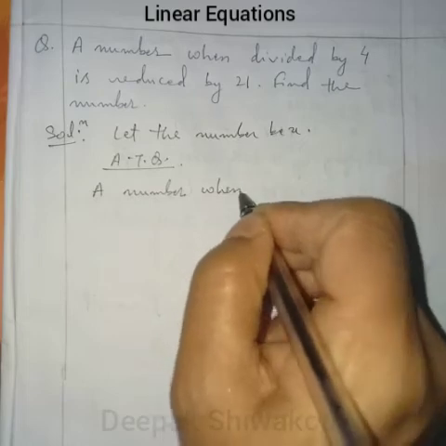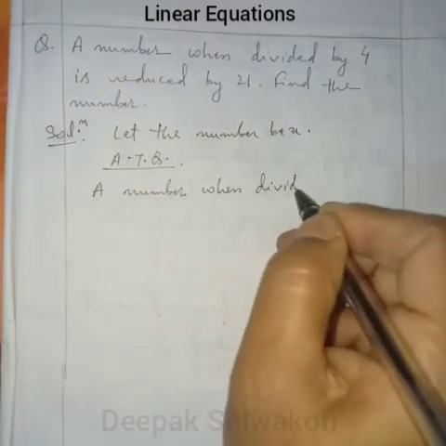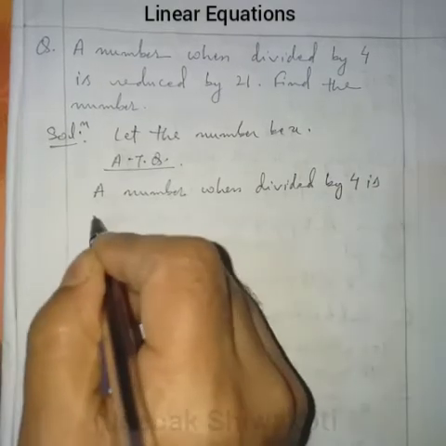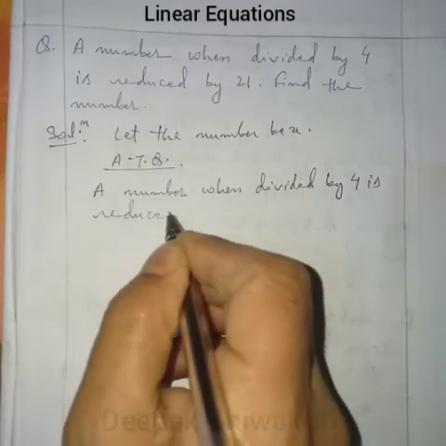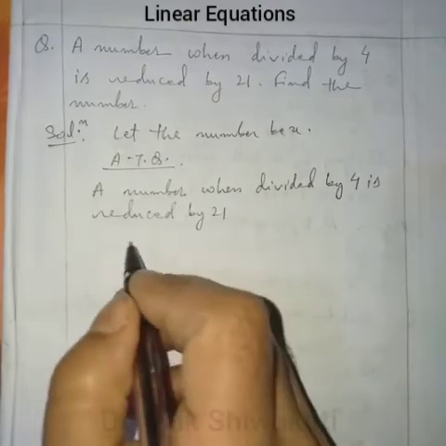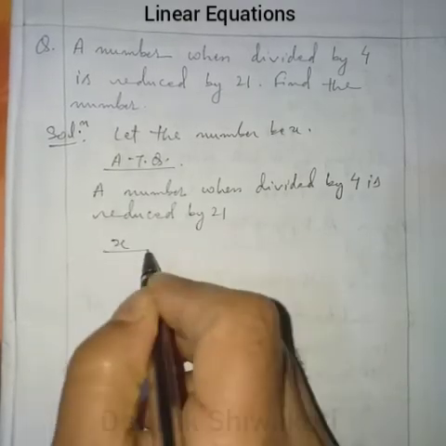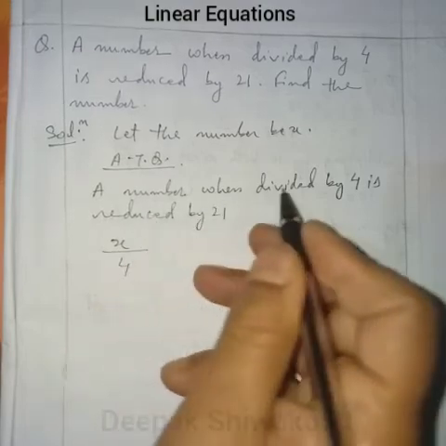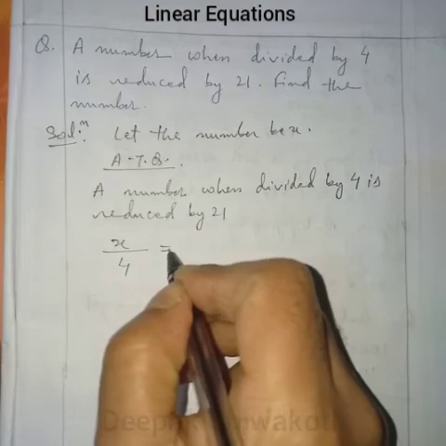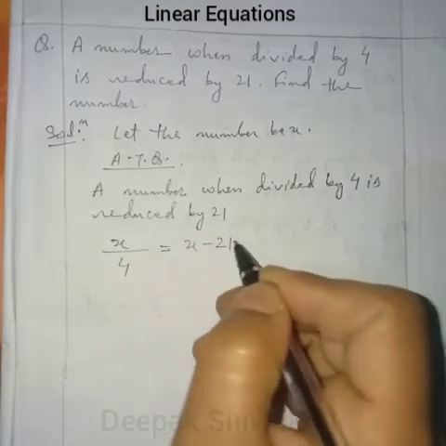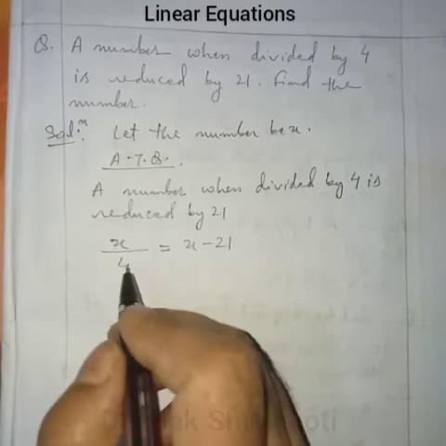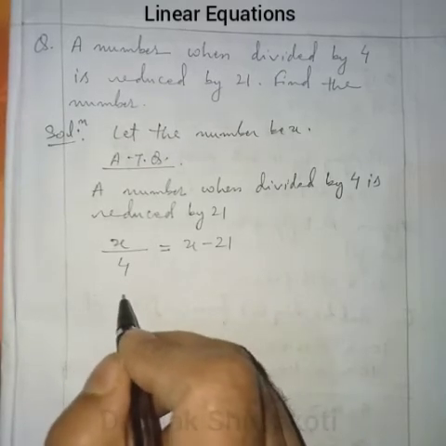when divided by 4 is reduced by 21. It is given in the question. So how will we write in mathematical form? X by 4, number when divided by 4, is means equal to, that number is reduced by 21. Now we have to solve for x. Okay, which is very simple.